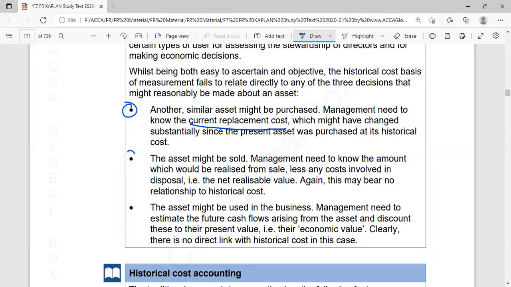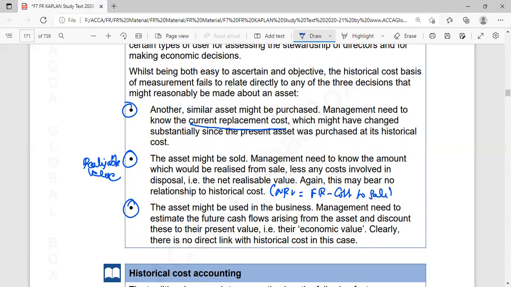Another one is, if you want to sell the asset in the market, how much amount can you realize? This is called realizable value. In some cases, we may call it NRV. NRV stands for fair value minus cost to sell.